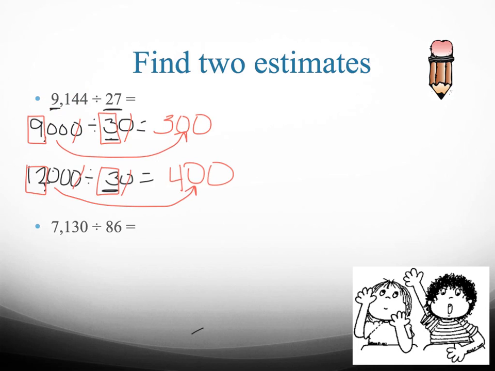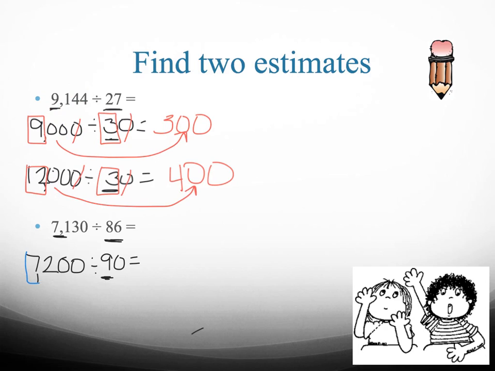Let's check out another example. Again, starting with the divisor. 86 is going to round up to 90. I'm going to be using multiples of 9 to find my compatible number. Well, if I think of my multiples of 9, the closest I can get to 71 is 72. The two digits behind it are going to turn into zeros, making this 7,200 divided by 90.